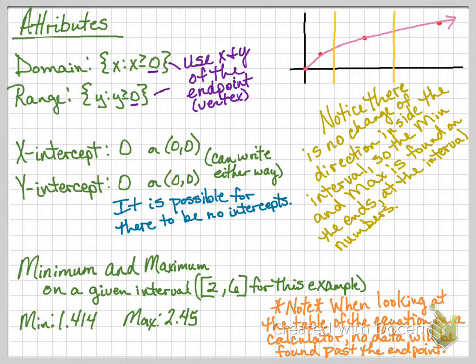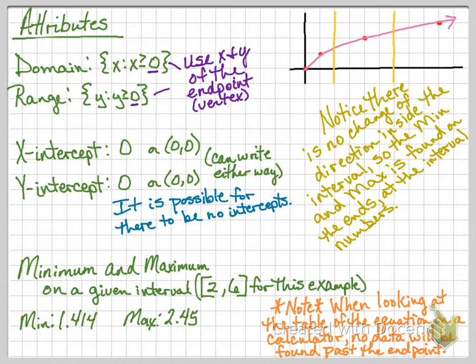The minimum and the maximum on a given interval. In our little graph up here to illustrate, I gave us an interval of 2 to 6. And I just went and put this into the calculator and let it figure it out for me. I looked on the table, and at 2, I found that my y was at a minimum of 1.414. And at 6, my y was at a maximum of 2.45.